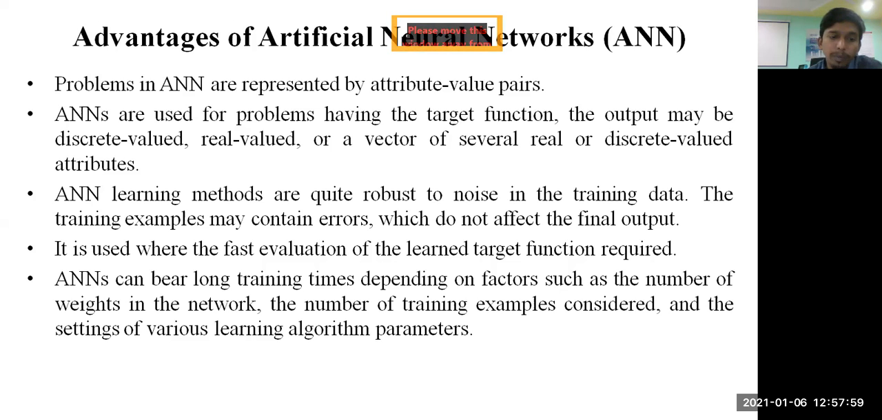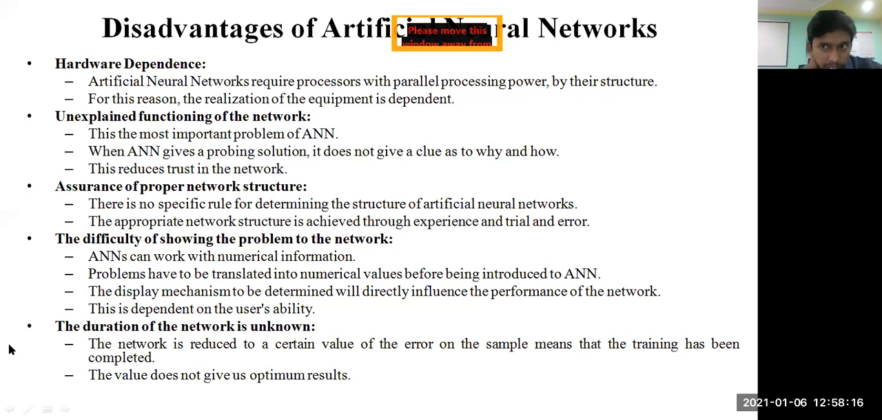ANNs can bear long training times, depending on factors such as the number of weights in the network, the number of training examples considered, and the settings of various learning algorithm parameters. Those are the advantages of your ANN. And talking about the disadvantages, there are many, because it is not so easy to design. There are some limitations or disadvantages about your ANN.